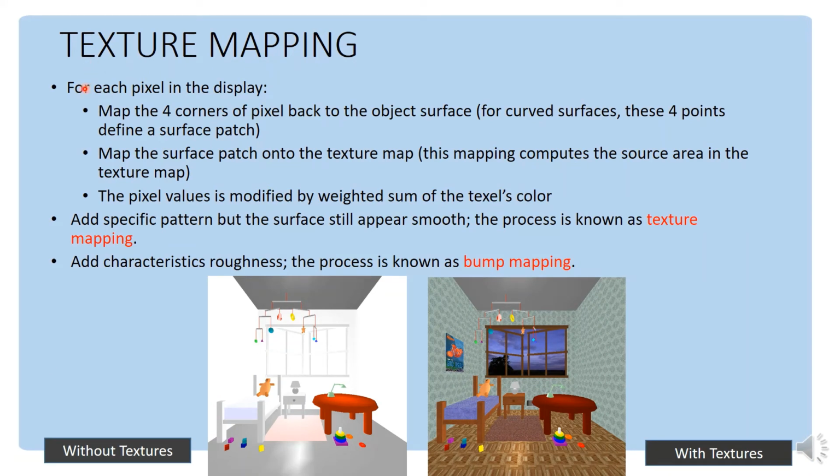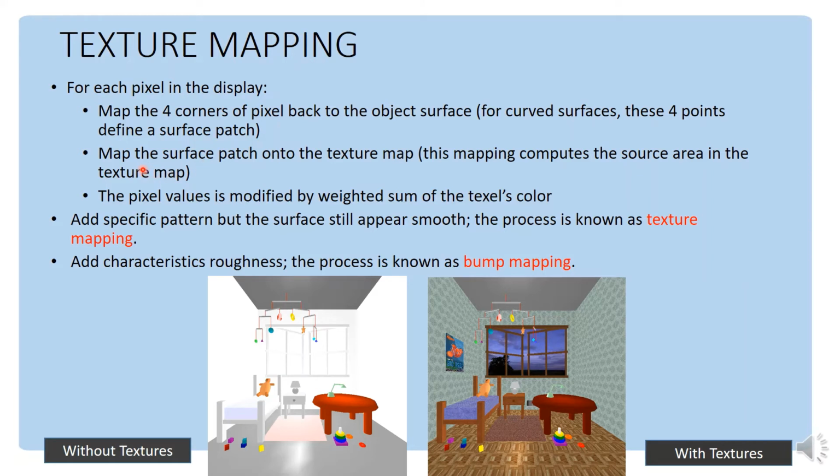For each pixel in the display for the texture mapping, we need to map the four corners of the pixel back to the object surface. For a curved surface, these four points will define a surface patch. So this is the first step of the texture mapping, where each pixel of the display maps the four corners of the pixel back to the object surface.